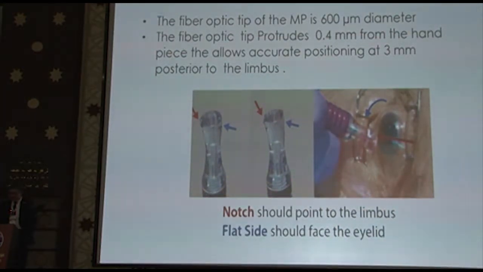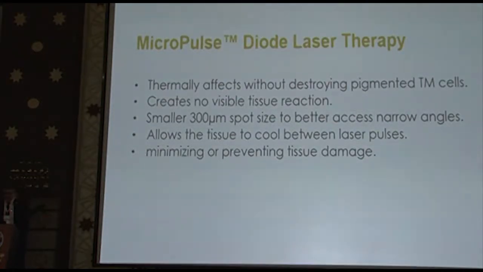This is the probe of the micropulse diode laser. There are two sides. There is a red mark notch, which is usually directed toward the limbus, and a flat side directed toward the eyelid. Micropulse diode laser therapy has a thermal effect without destroying pigmented trabecular meshwork cells, and creates no visible tissue reaction.